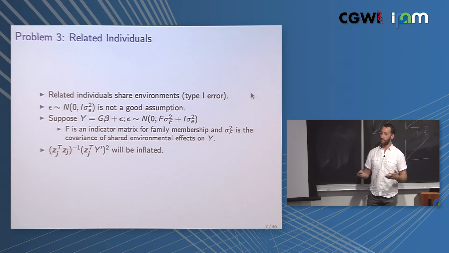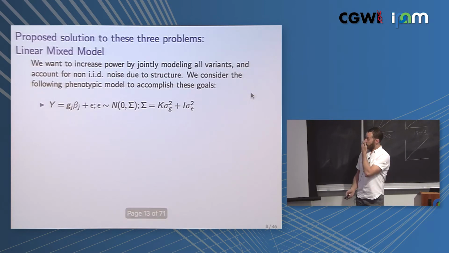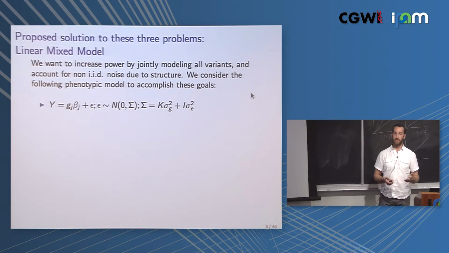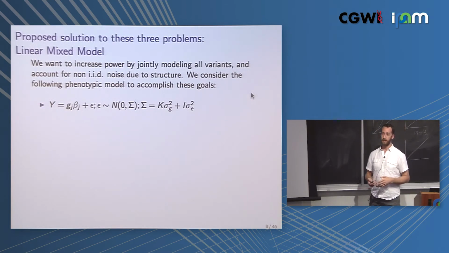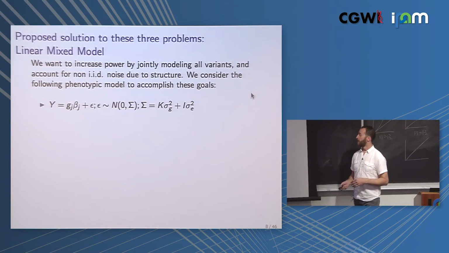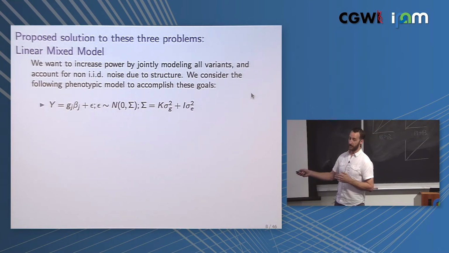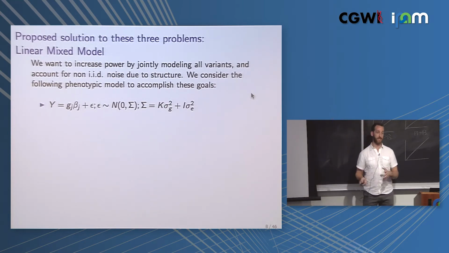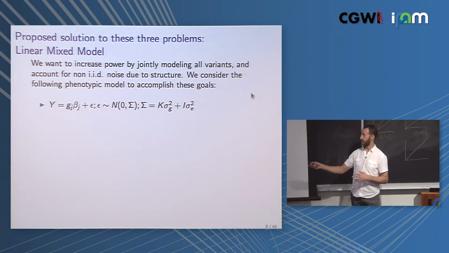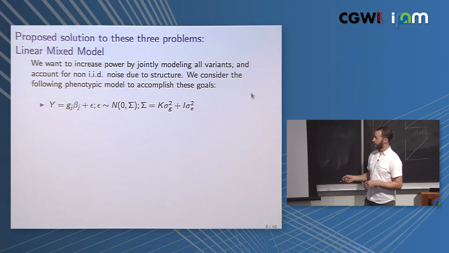And so we want to solve all three of these problems. One of the solutions that has become quite popular and is widely used is something called a linear mixed model. In this specification of a linear mixed model, which we use in genetics, we have Y again, and now we're thinking about these SNPs marginally. And we have some sigma, which is going to be K sigma G squared, where I'll tell you about K in a second, plus I sigma X. So this is the identity, right? So you have some covariance of the errors.